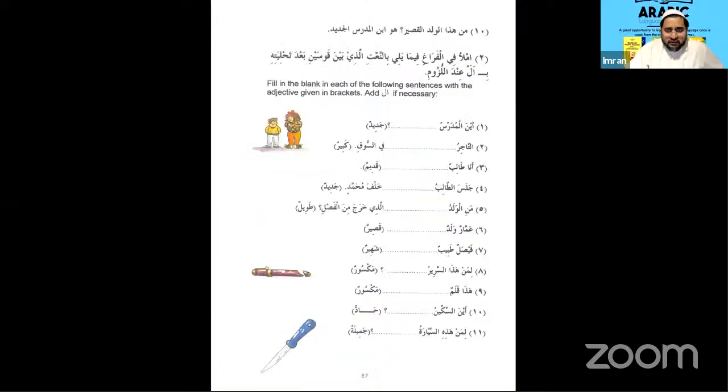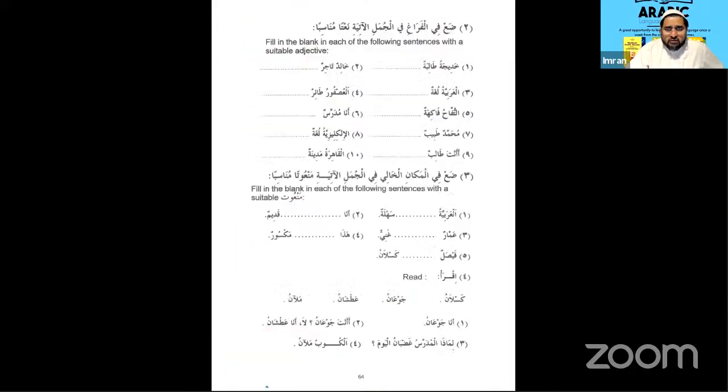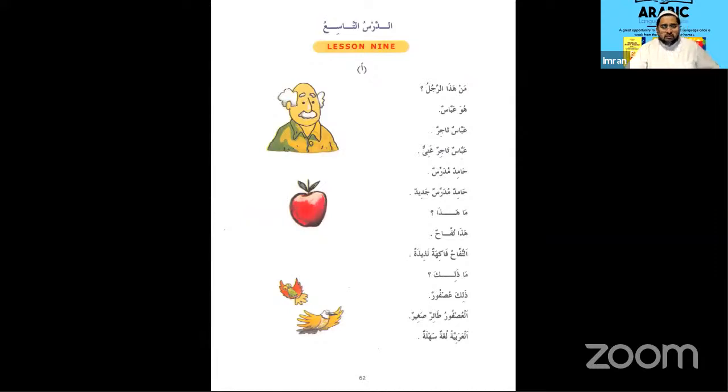Right, let me read this lesson and then inshallah we will solve it. Bismillahir Rahmanir Rahim. Darsu Tasi'u, the ninth lesson. Man hadha rajulu? Who is this man? We answer: Huwa Abbasun, he is Abbas. Huwa is the subject, Abbasun is the predicate.